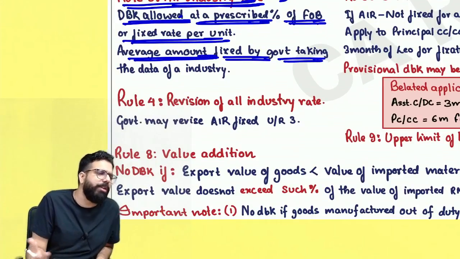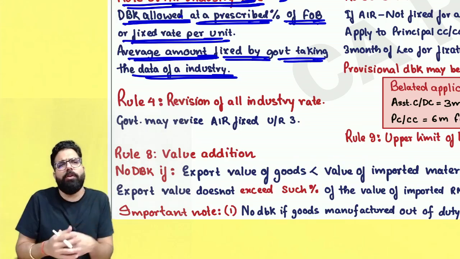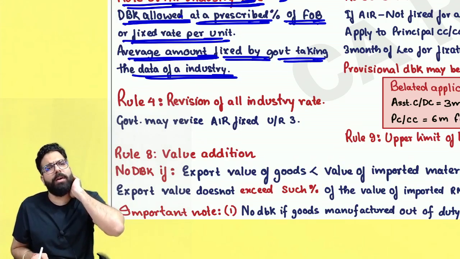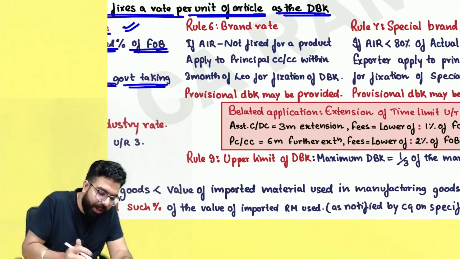It's an average amount which is fixed by the government based on the data of the industry. So might be for electronics, government told 10% duty drawback. For clothes, government told 12% duty drawback of the FOB. Done. So this is all industry rate. The next one is brand rate.